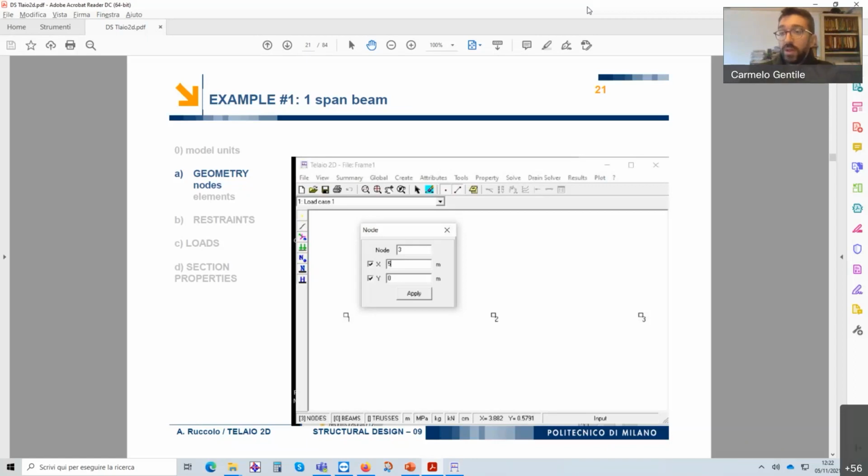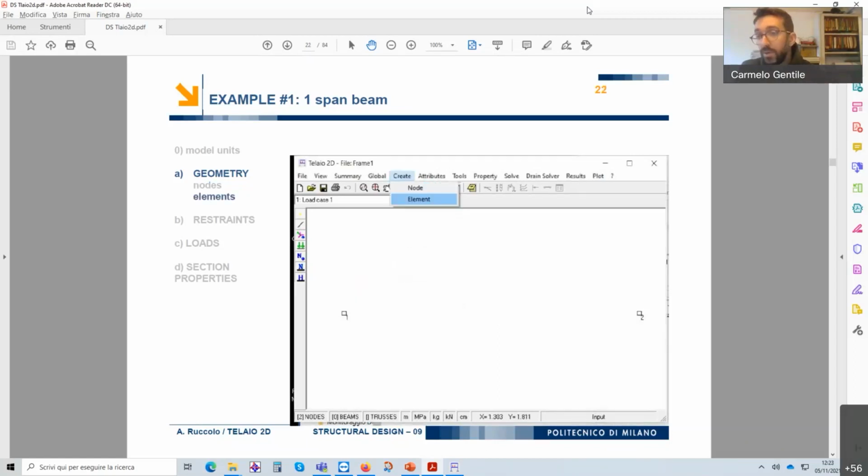And every time you have some discontinuity in load, so maybe a load that is applied, or the beginning or the end of elements where you have distributed load applied. And then you define also the elements, just connecting all the nodes. If you forget to connect a node, the program will get crazy and you will be sent out of the software because you are not defining the structure properly.